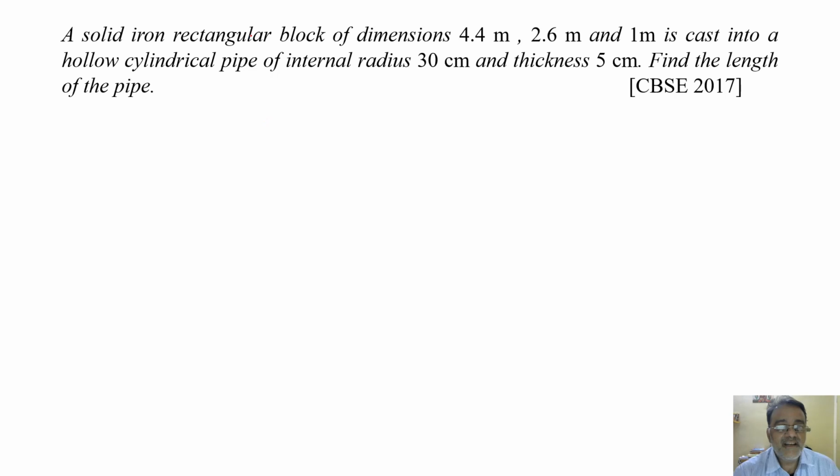A solid iron rectangular block of dimension 4.4 meter length, 2.6 meter breadth, and 1 meter height is cast into a hollow cylindrical pipe of internal radius 30 centimeter and thickness 5 centimeter. तो outer radius कितना हो जाएगा? 30 plus 5, that is 35 centimeter. We need to find the length of the pipe. तो height of the cylindrical pipe we need to find.